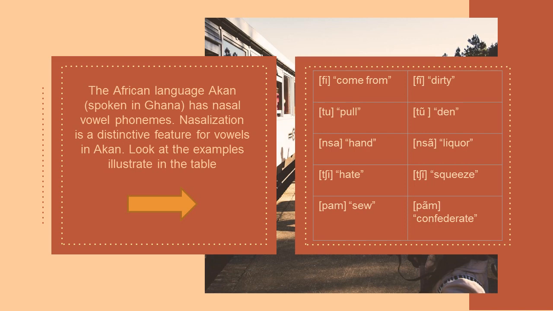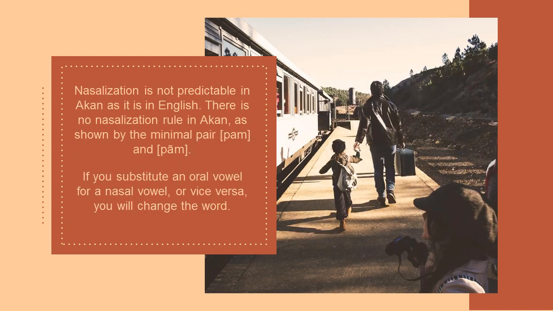African language Akan has similar pronunciations. For the first example, the first column and the second column are pronounced the same, but they have different meanings. So nasalization is not predictable in Akan as it is in English. There is no nasalization rule in Akan, as shown by the minimal pair pum and pam. So if you substitute an oral vowel for a nasal vowel or vice versa, you will change the word.